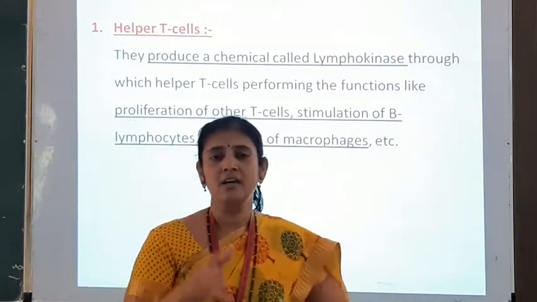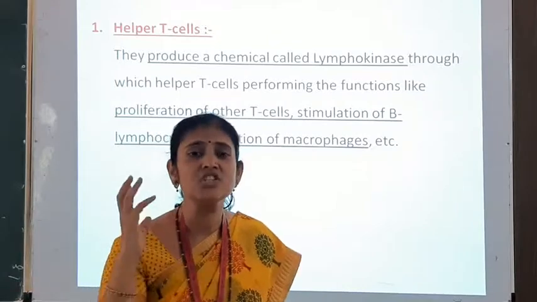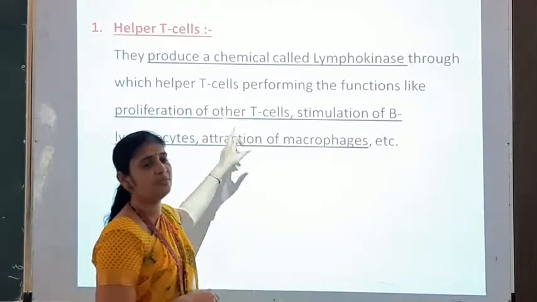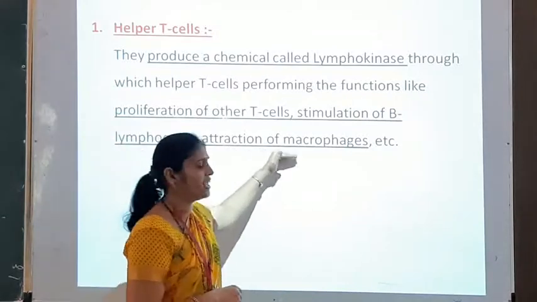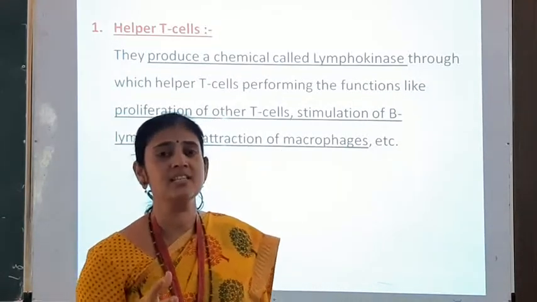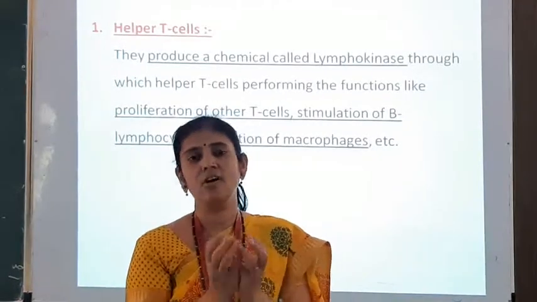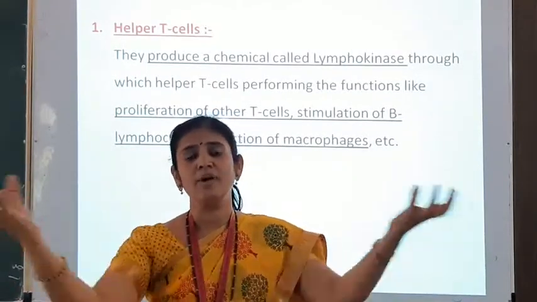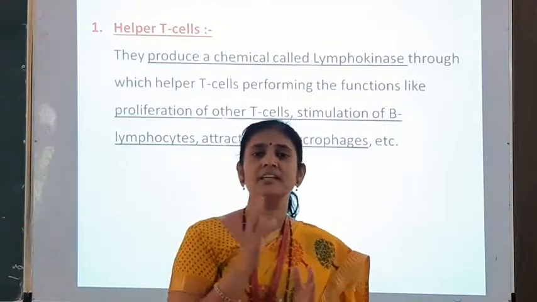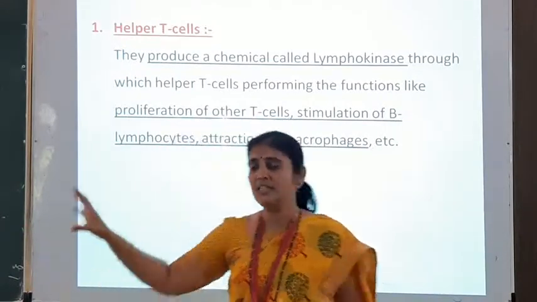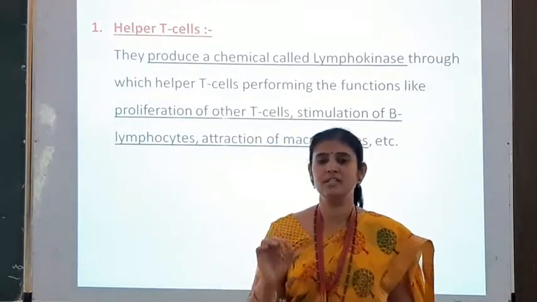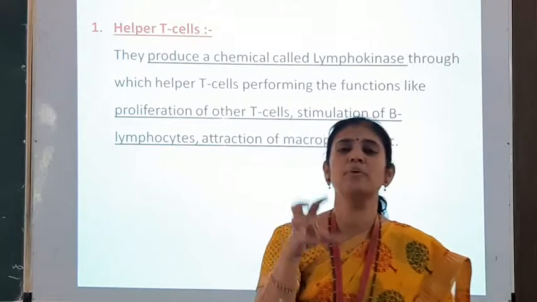So the B lymphocytes get stimulated with the help of helper T cells, and this is a function. And third, attraction of macrophages. So by the action of these helper T cells at the infection site or at the injury site, the macrophages get attracted. All these functions are carried out with the help of these helper T cells by the secretion of lymphokinase, which is secreted by those helper T cells.